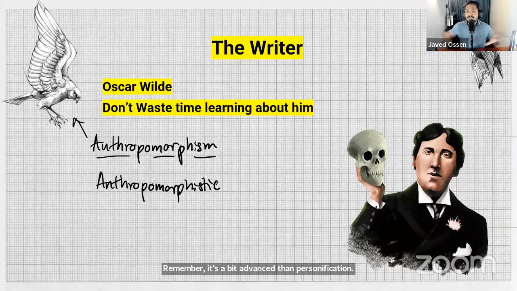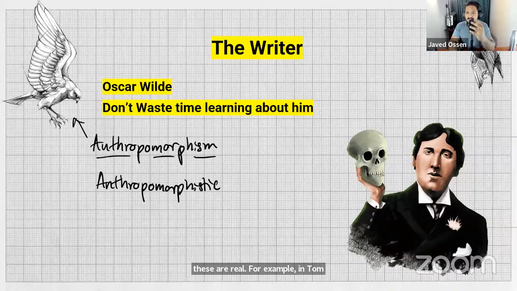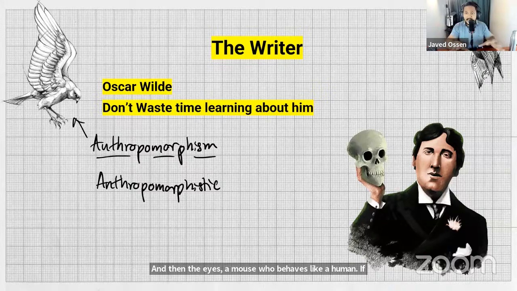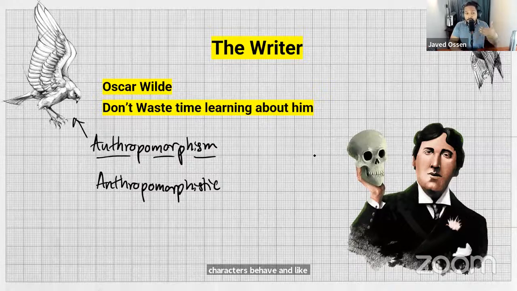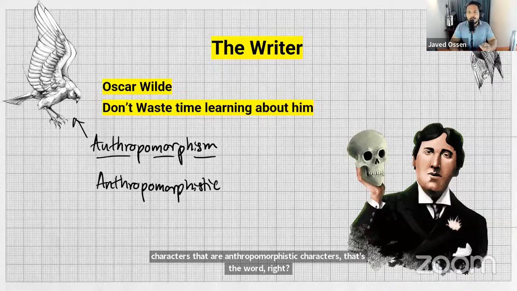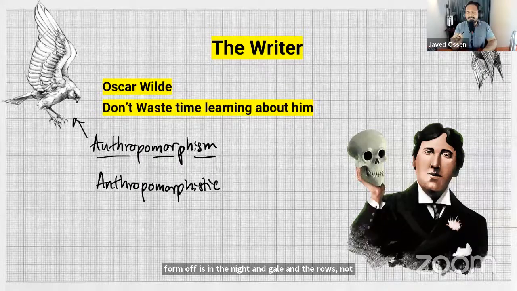Personification is merely an imaginary thing. Anthropomorphism is when the narrator believes that these are real. For example, in Tom and Jerry, there's a cat who behaves like a human, and then there is a mouse who behaves like a human. If you take a look at Tom and Jerry, they are anthropomorphic because they are really behaving like humans in the cartoon. Equally, in the Nightingale and the Rose also, the characters behave like anthropomorphistic characters. That's the word, right? It's a mouthful. Anthropomorphism is in the Nightingale and the Rose, not personification. Very rarely can you find personification in the Nightingale and the Rose.